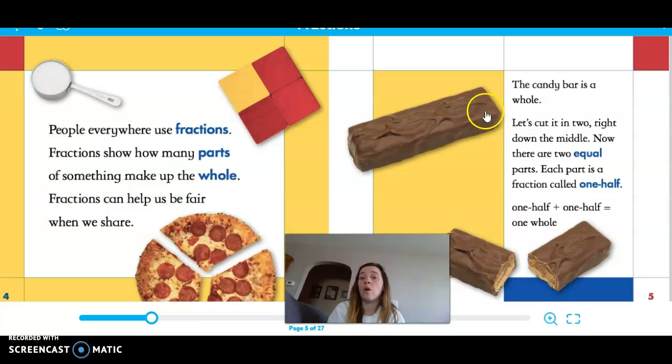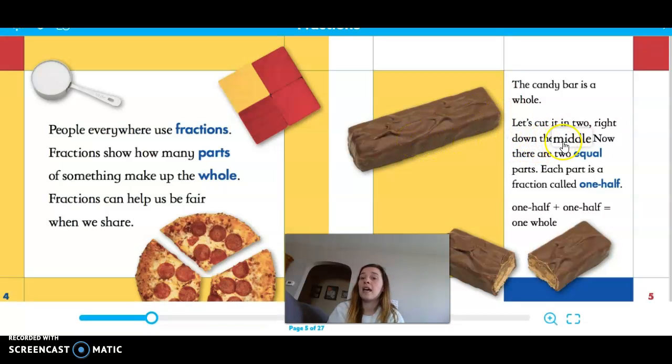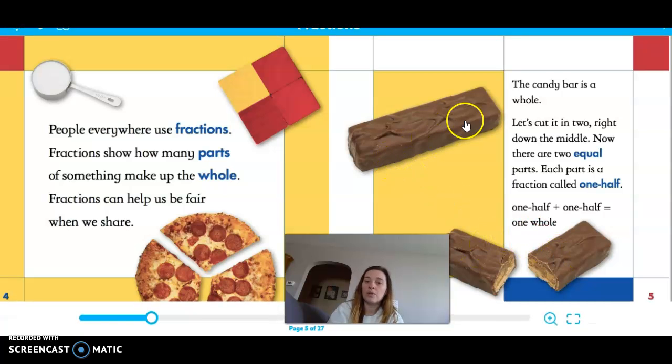The candy bar is a whole right here. Let's cut it into two right down the middle. Now there are two equal parts right down the middle. Each part is a fraction called 1/2. 1/2 plus 1/2 equals 1 whole.